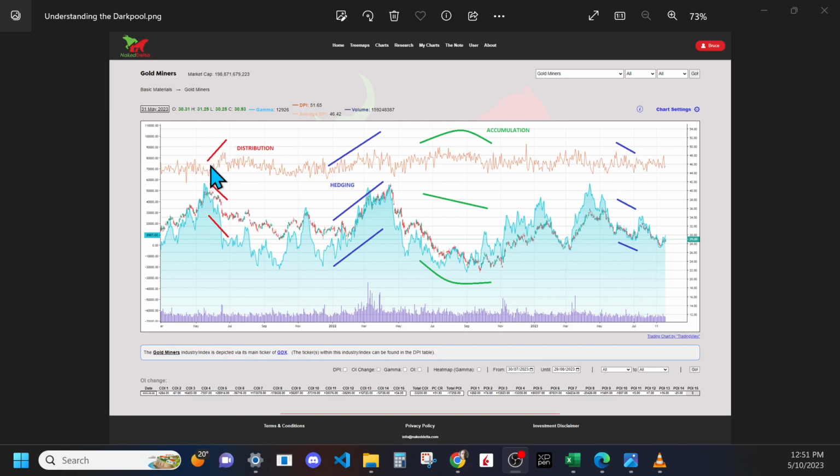And the third one we can see is distribution. Now, this is harder to see depending on the security. It is not as obvious. But here in gold miners, we can see a bit of distribution here.